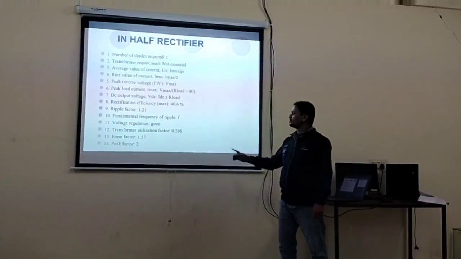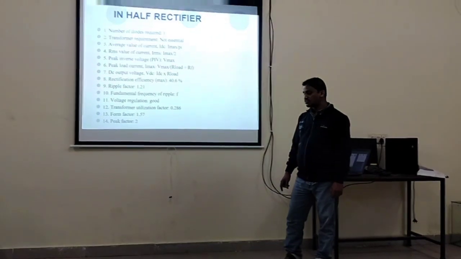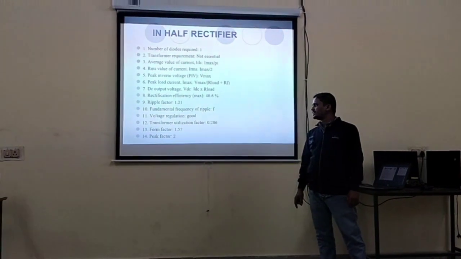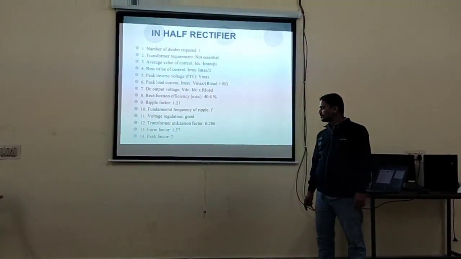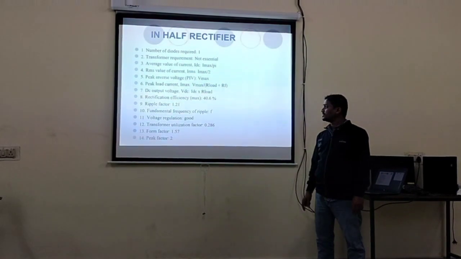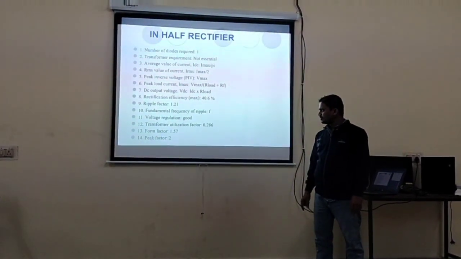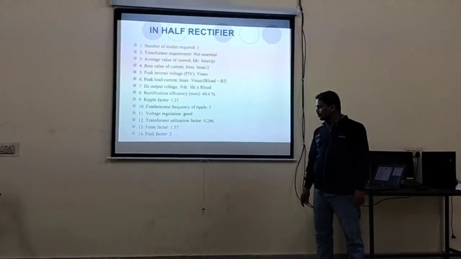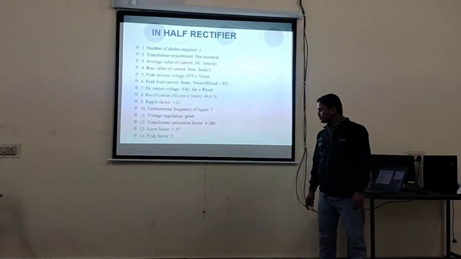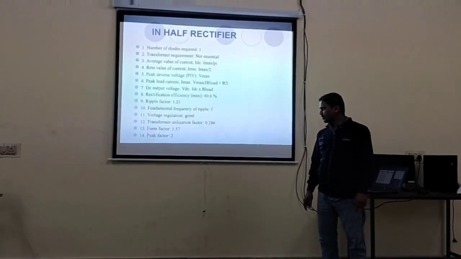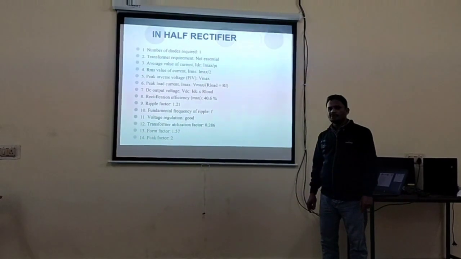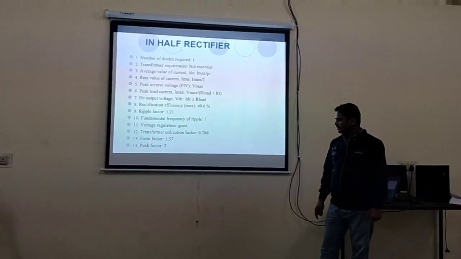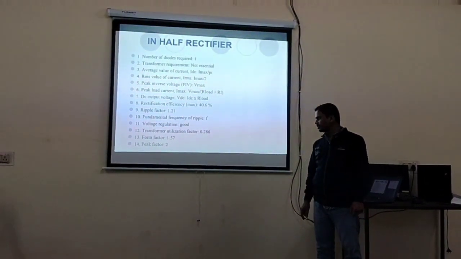After that, the ripple factor is the ratio of the RMS value of the AC component to the RMS value of the DC component, and that is equal to 1.21. That is the ripple factor of the half wave rectifier, equal to 1.21. Fundamental frequency of the ripple is f. Voltage regulation is very good, and the transformer utilization factor is 0.286. Form factor: what is form factor? RMS value divided by average value, equal to 1.57. What is peak factor? Maximum value divided by RMS value, equal to 2.